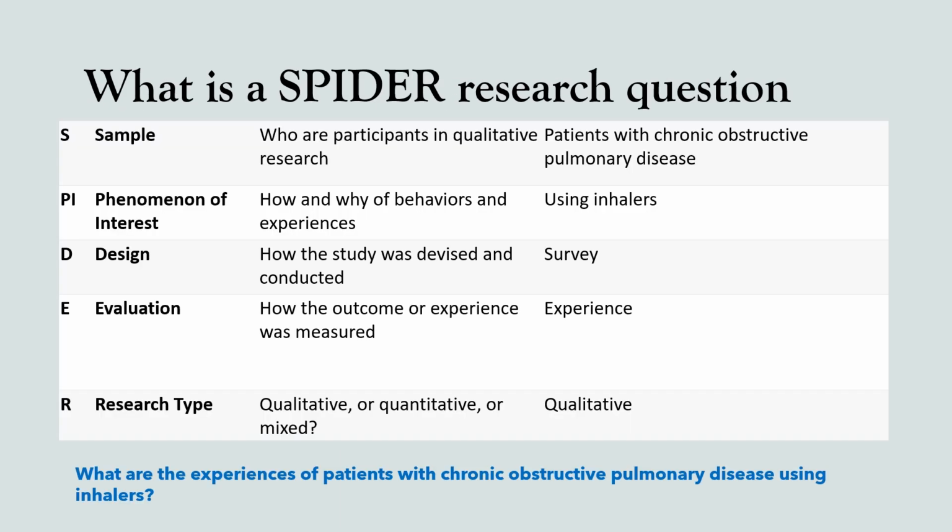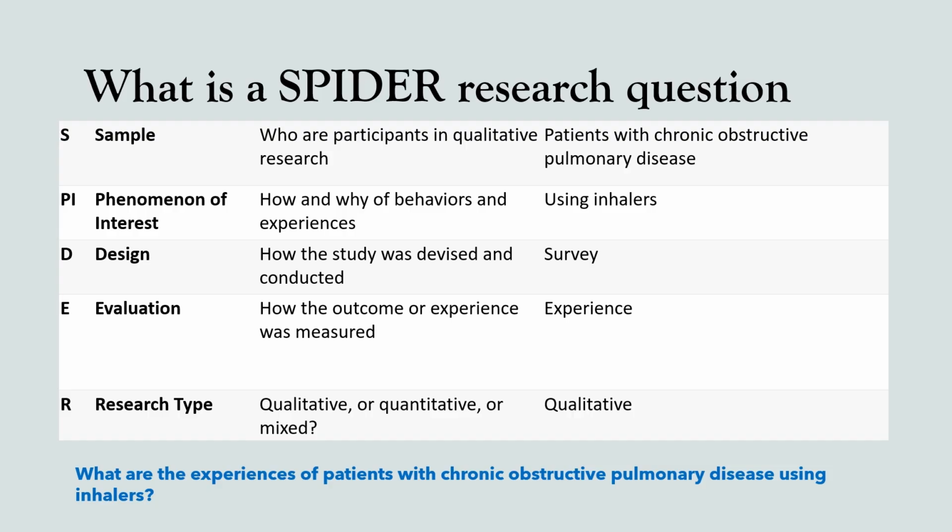Another format for formulating a research question is the SPIDER format, which is particularly useful in qualitative studies. Now let's see one example. What are the experiences of patients with chronic obstructive pulmonary disease using inhalers? The S component represents sample. So who are the participants in this study design? In our case, it is patients with chronic obstructive pulmonary disease, COPD. This component specifies the target population and their characteristics.